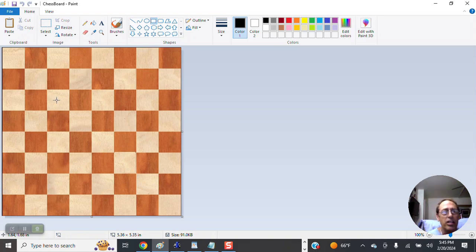C6. What square is this? F7. What square is this? C2. How about this one? B3. How about this one? B6. What about this one? C7. How about this square? G6. And this is G3, and that's F2.